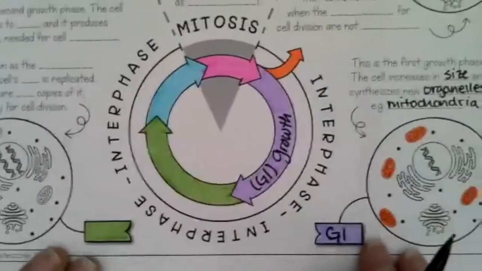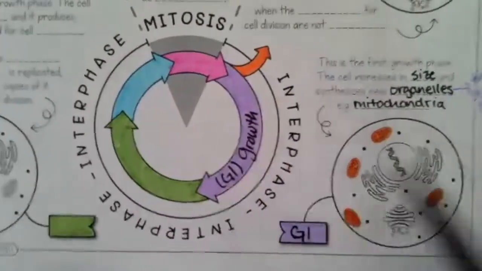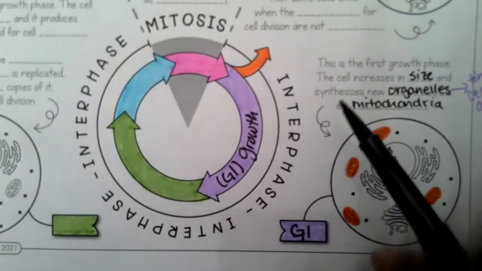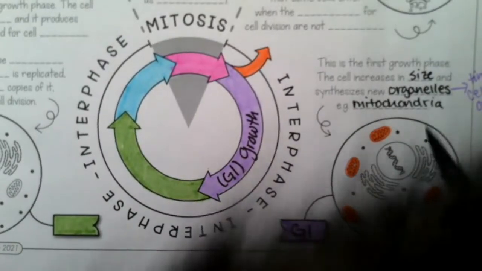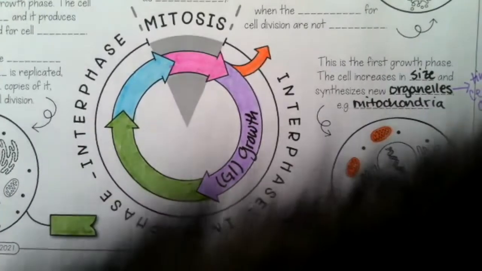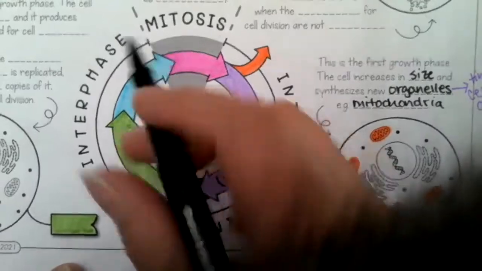Alrighty, so we just talked about our growth phase, where this is our first growth phase, which means that we're going to have a few more. Basically in that growth phase, we're going to increase in size and grow new organelles, okay? So that was our first growth phase.